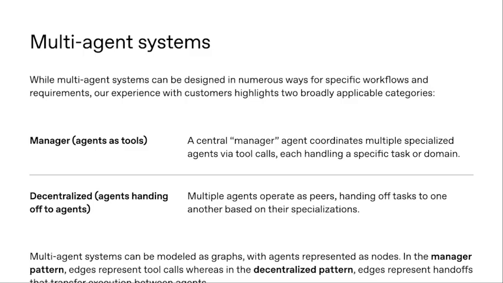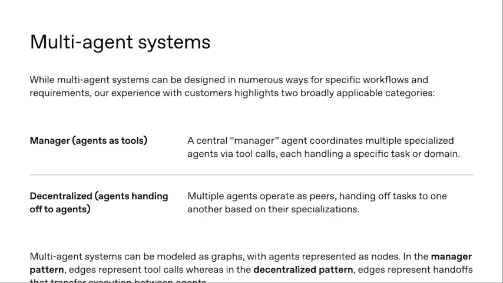So in a single agent system, we discussed that it works on a specific task independently without human intervention. In a multi-agent system, we use multiple agents for a specific task, and they are coordinated with each other to perform that task. Our experience with customers highlights two broad application categories. The first one is manager, agent as a tool.